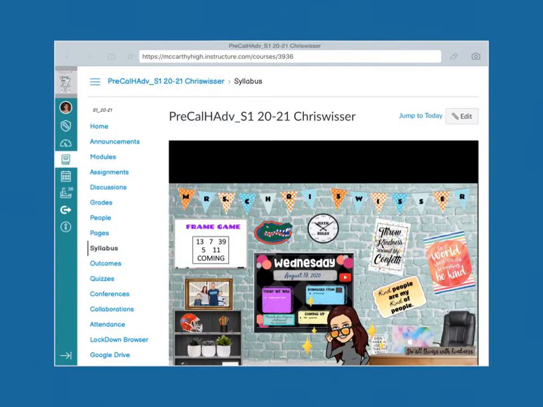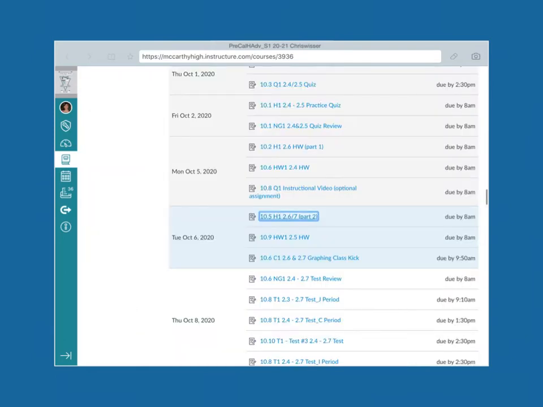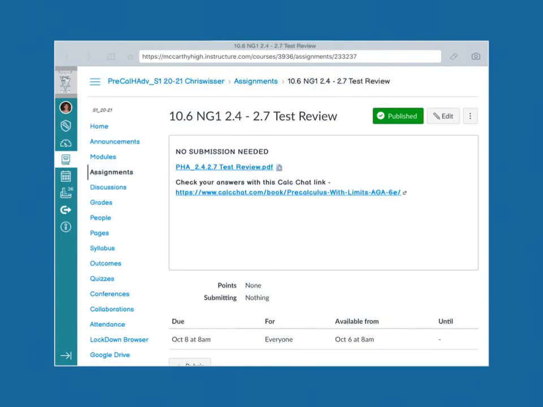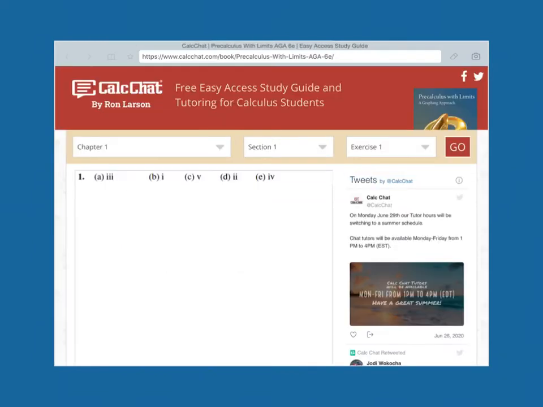Normally I would do the CalcChat link right on the bottom of this page, but for that assignment, you're going to the CalcChat link for the old book because that's where that review's from. When you click on the assignment and click on this CalcChat link, it takes you directly to the book from last year. You can also go to calcchat.com and search for your book. The link on the home page shows your current book, which looks a little different, with green on it. That would be the link for this year.